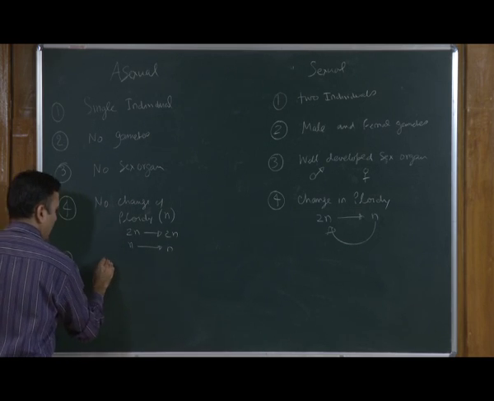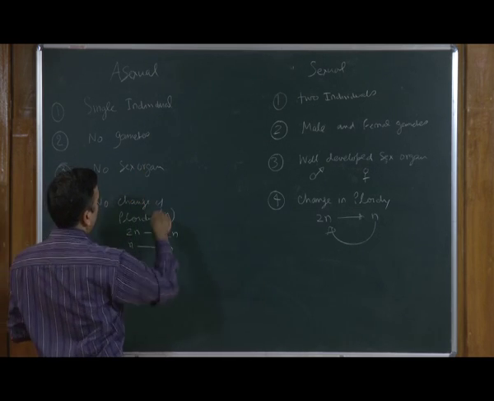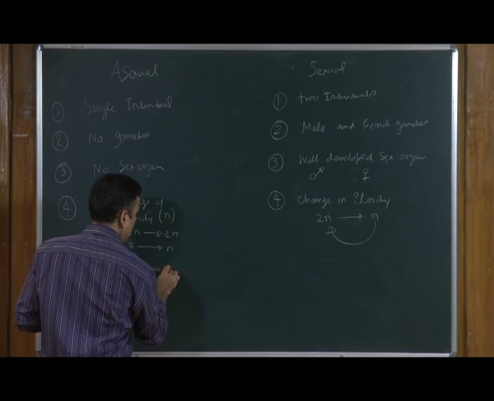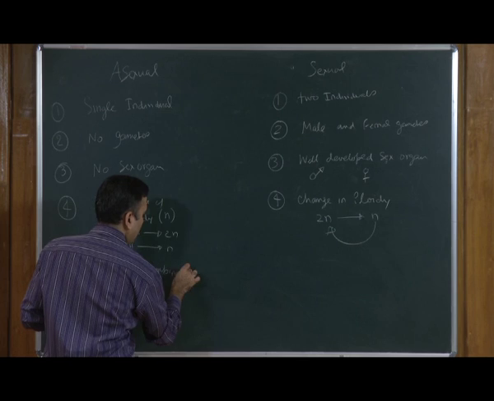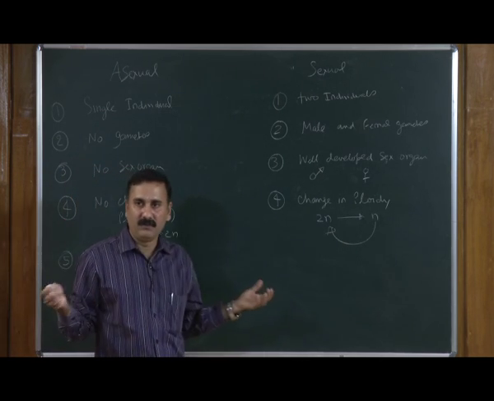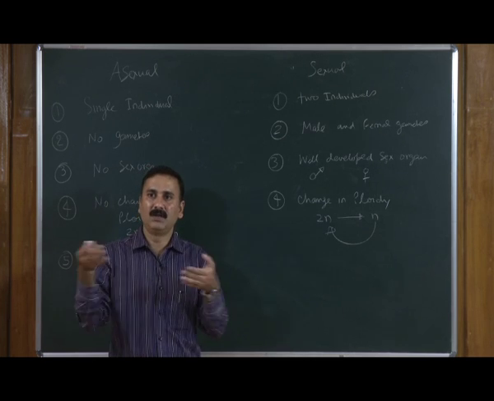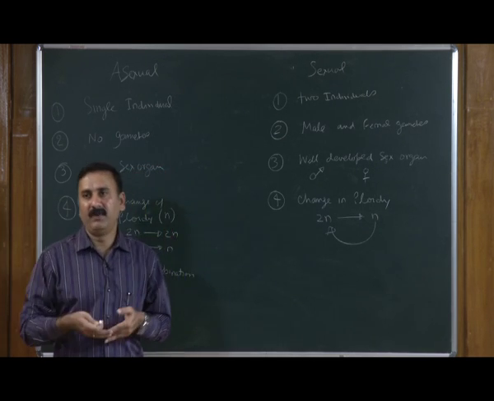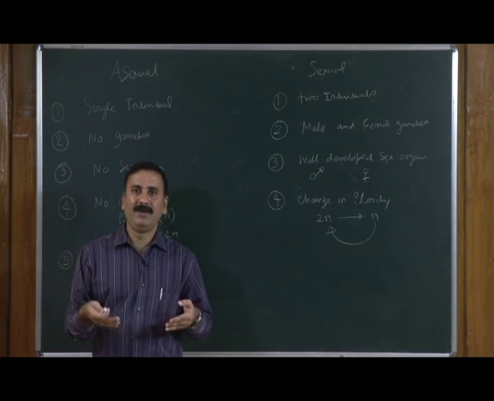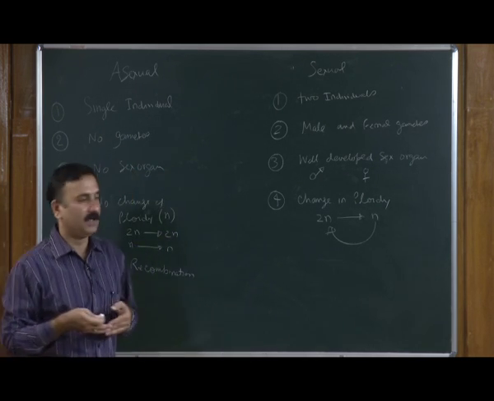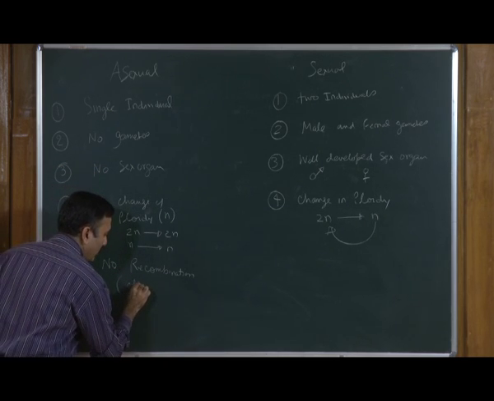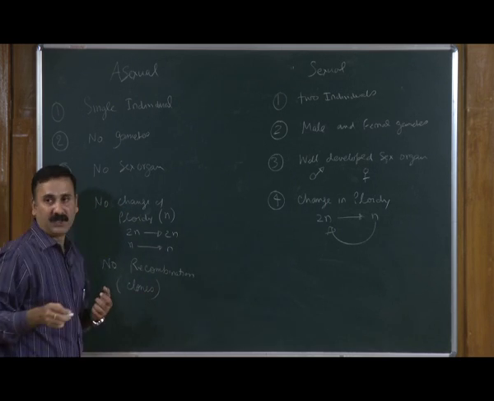Number 5, since there are no gametes involved, there is no recombination. Okay, because there is no change in ploidy, there are no genetic recombinations. So, that is why the offspring you get in asexual reproduction are going to be identical to their parents, and that is why these offspring are sometimes also referred to as clones.